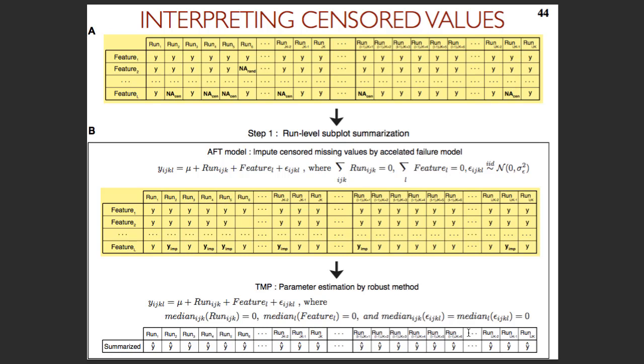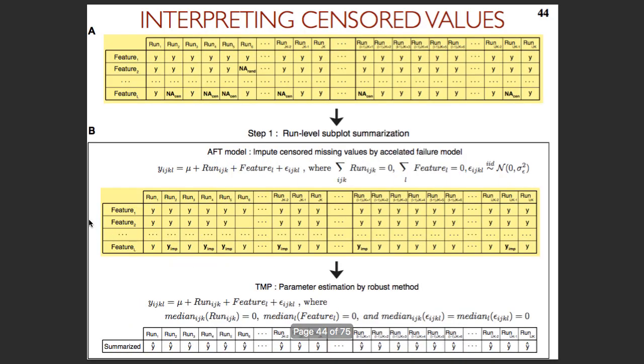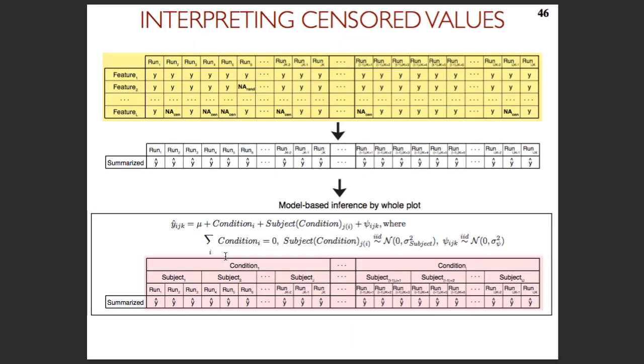For non-statisticians in the audience, essentially what it means is that we have a summary of these log intensities in a run, which accounts for the fact that some values are small. We don't know what they are, but they're small. It also accounts for the outliers using a robust summarization procedure. I have here a description of what Tukey's median polish is doing, but it's essentially a two-way summary where we summarize all the features using medians instead of means. You can look at this later on. So this is what's going on.